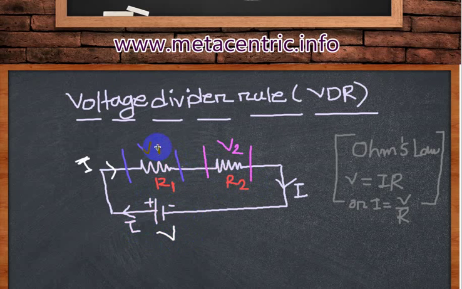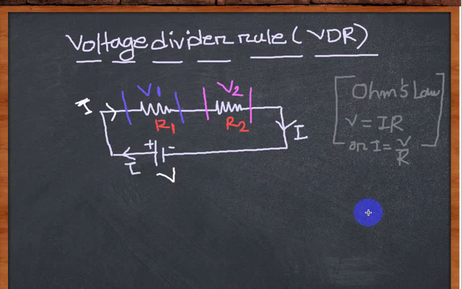Let us consider that V1 is the potential difference between the two terminals of R1. In this case, the blue terminals are for R1, and V2 is the potential difference between the two terminals of R2. In that case, the pink terminals are for R2. Using Ohm's law, we know that V equals IR, or we can write I equals V by R. Using this simple formula, we will calculate V1 and V2.